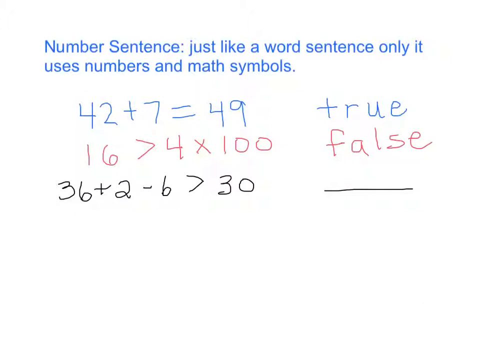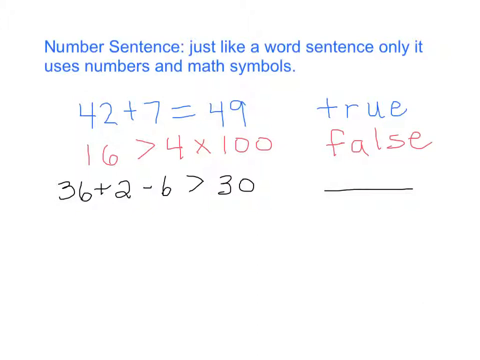Look at the one that's red. 16 is greater than 4 times 100. So you have to do a little thinking there. So let's take a look at what 4 times 100 actually is. 400. So can we read 16 is greater than 400? Well, that's obviously false. It's still a number sentence because it has a relation symbol, and it has an operation, and it has numbers. But it is false in its answer.